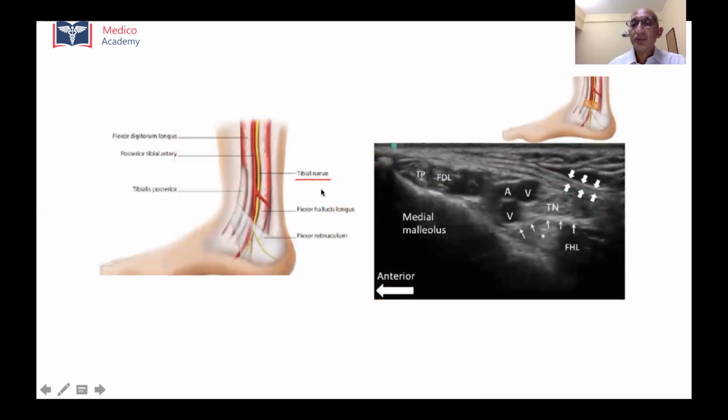And for the posterior tibial nerve, we place this high frequency linear probe like this above the medial malleolus, overriding it and going behind towards the Achilles tendon. There we look for the posterior tibial artery, and the tibial nerve is lying right behind it. So again, very easy to see.